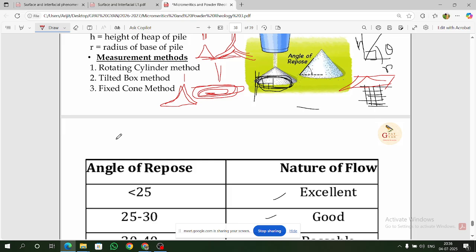A few things could be areas of questioning, like the tilted box method. Generally we use the fixed cone or some kind of funnel, but besides that you also have to remember the tilted box method, the rotating cylinder method and the fixed cone method. Those three are there. Does anyone have any idea about the difference between the tilted box method and the fixed cone method? There is a little bit of difference, not that much, but still.